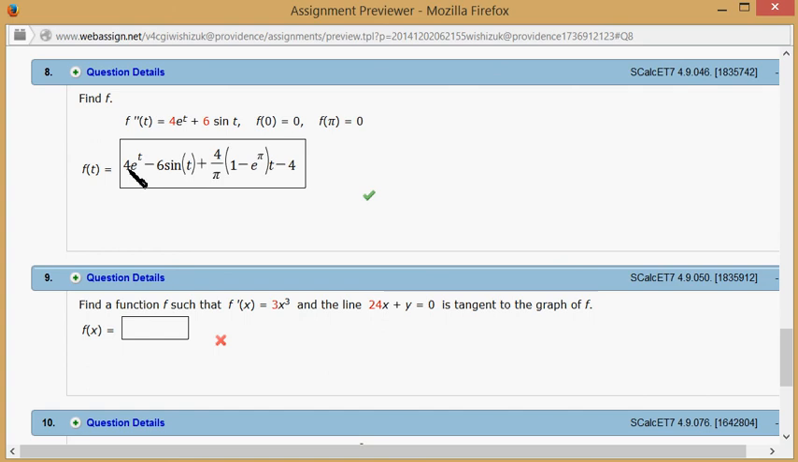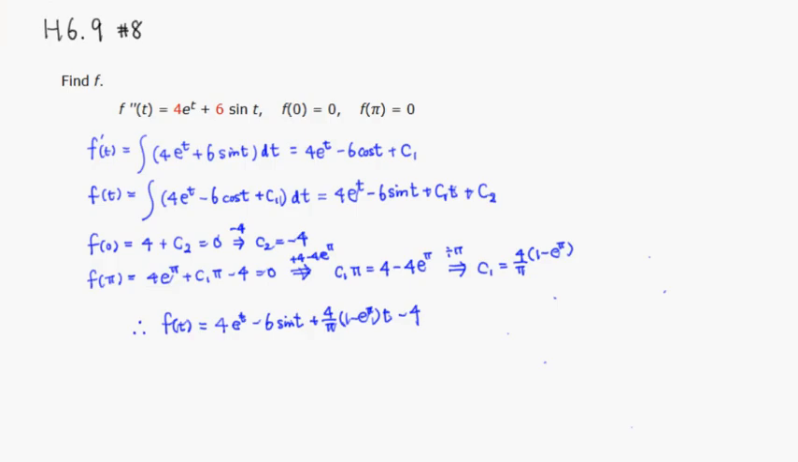All right, it came back, and it looks like we got this one correctly. And that's it. I hope that this was clear.